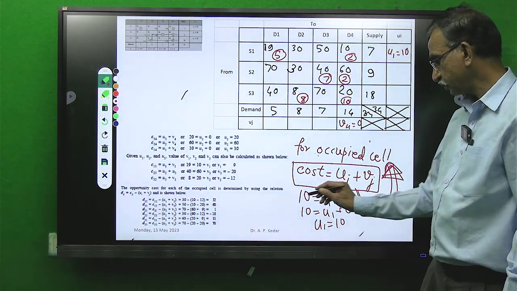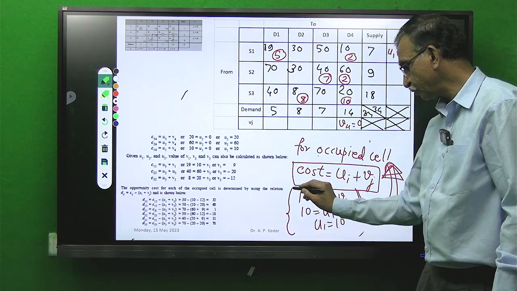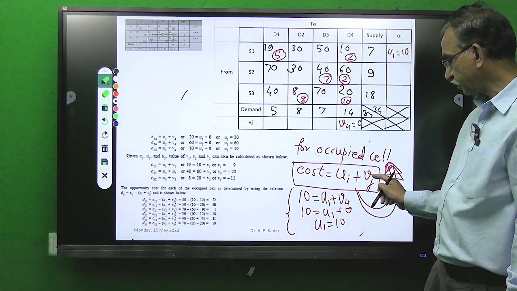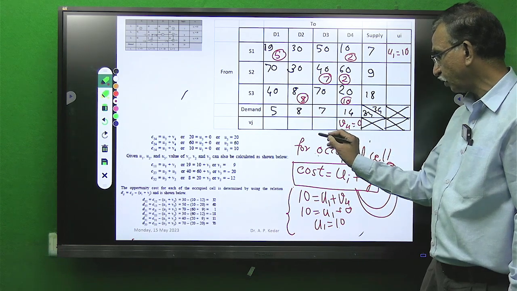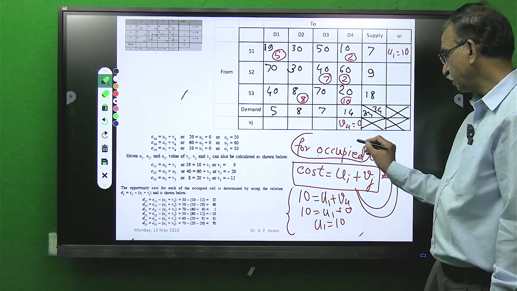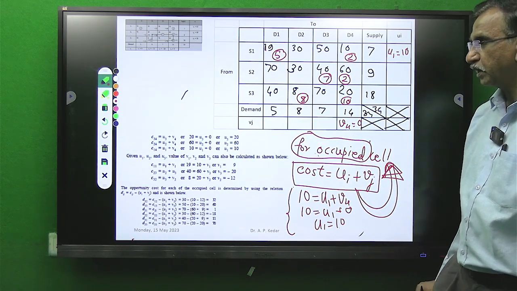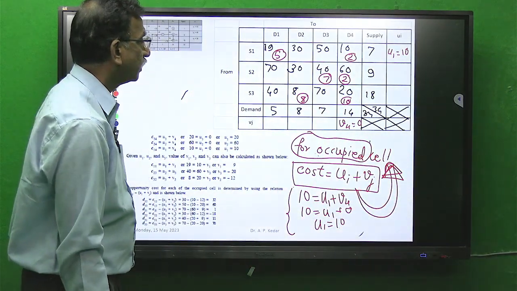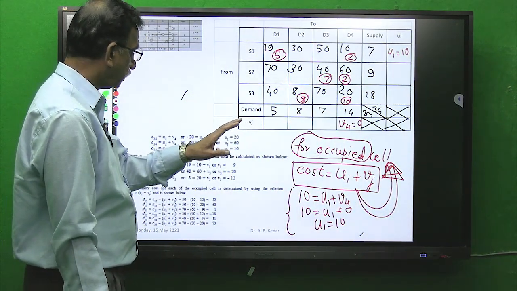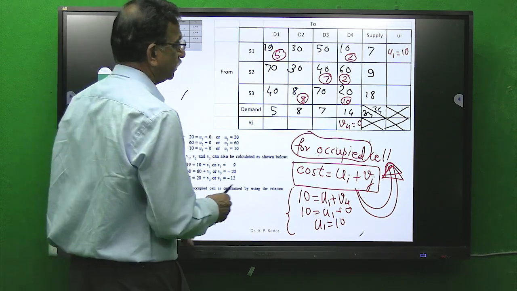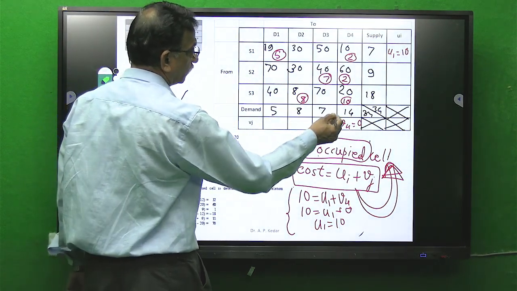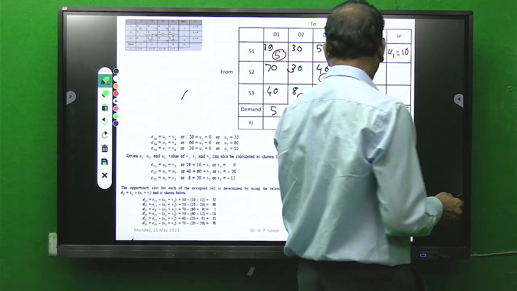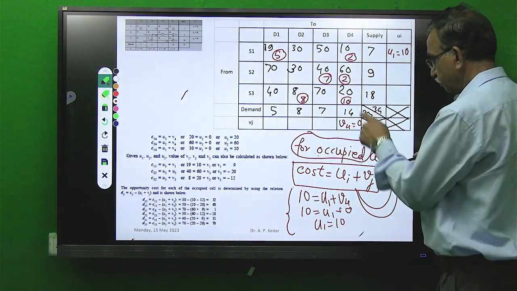Like this you have to find remaining values of ui and vj for all occupied cell. Again, occupied cells means where there are allocations. So now you have to follow the link. Do not miss the link. See now, you are ready with this value. We will do this first for all these values.